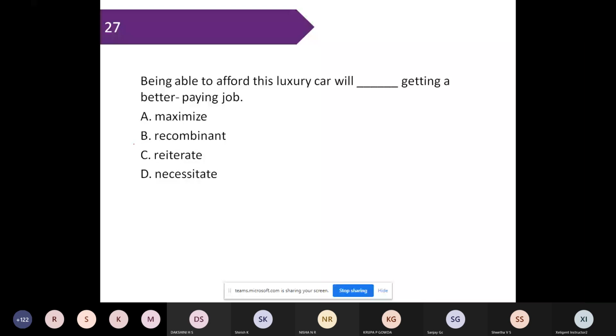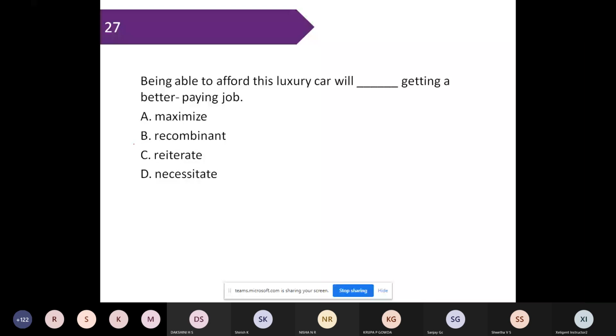So this is like, if you want to afford a luxury car, you need to get a better paying job. So luxury and better paying, these are the words which are going to help you find the answer. So the guess word can be need. Okay, so if you want this car, for example a luxury car, you need a better paying job. So necessitate is the correct answer. Yes, option B.